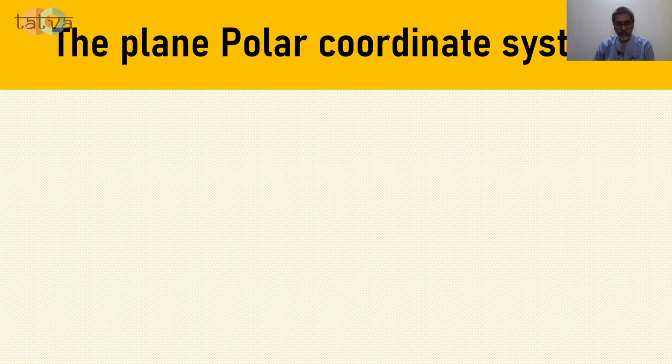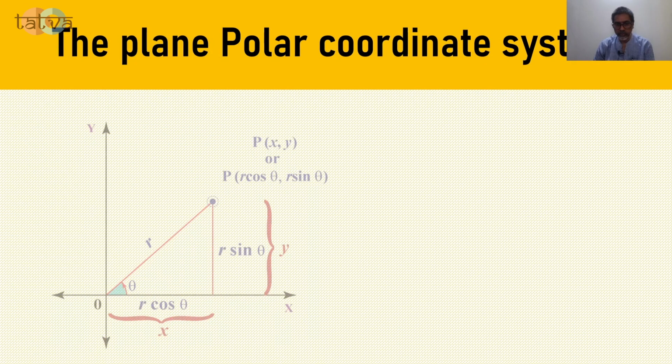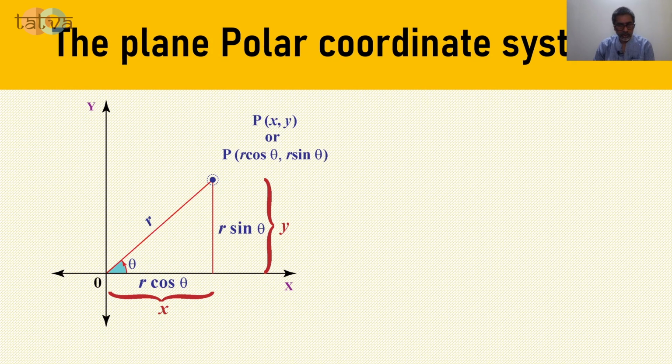Let us think about the plane polar coordinate system. Imagine you have got a point P with coordinates x comma y in the xy coordinate system, and then using two new variables r and theta, where r is the length of the vector joining origin to the point P and theta is the angle the radius vector makes with the x-axis.